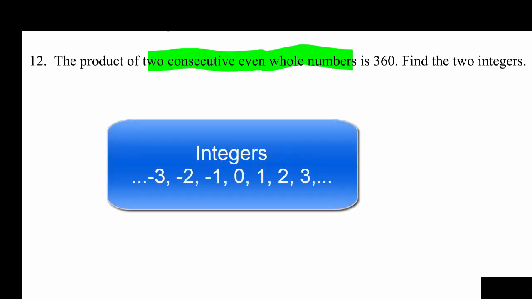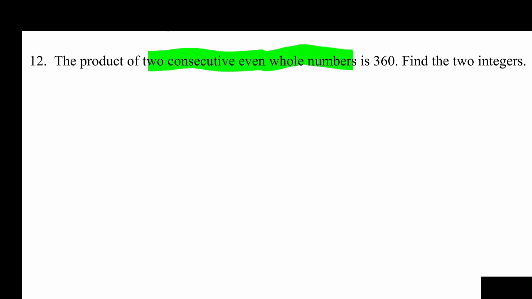Okay, so I'm going to assume that they really want us to find the whole numbers and not the integers here. All right, so that's what we're going to go for. And these two numbers are consecutive, but they're consecutive even. So let's let x be the smaller number.